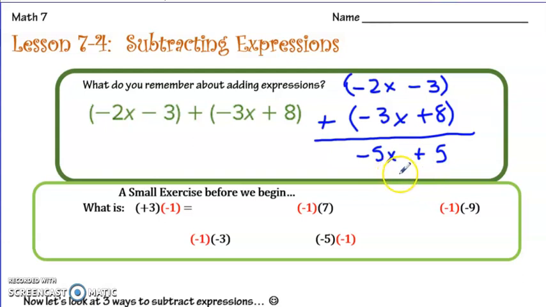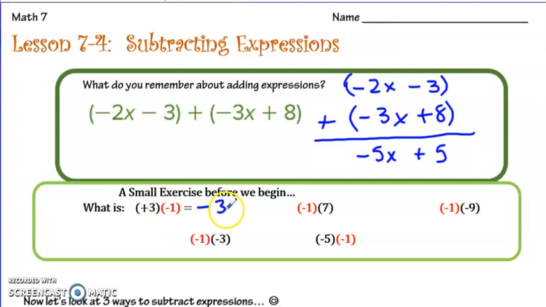Okay. Now I'd like to do one more exercise. Remember, when you multiply things, you count the number of negatives. If it's an odd number of negatives, then your answer is going to be negative. So 1 times 3 then is 3. So negative 1 times 3 equals negative 3.